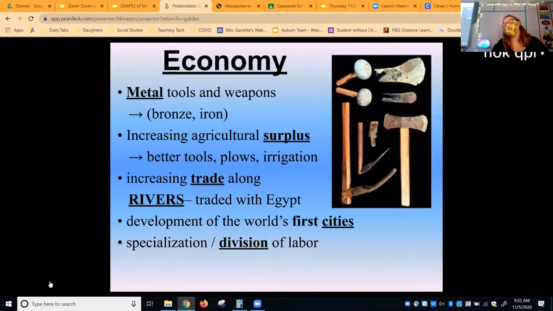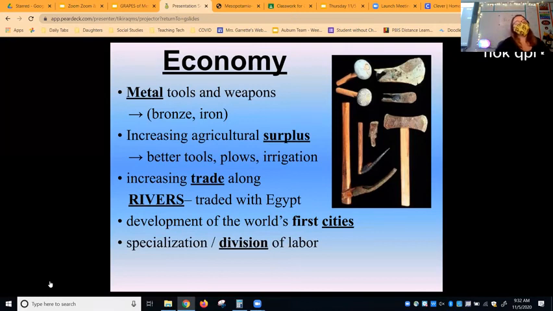Trade was really important to them as well. They used the rivers a lot of the times to sail on and trade. They also used the seas that surrounded them. And we know for a fact that they traded with Egypt, right? So ancient Egypt, which we'll get to, that's our next unit, is going on a little bit at the same time. Not right at first, but then they eventually both happen at the same time. They're trading with the Egyptians.